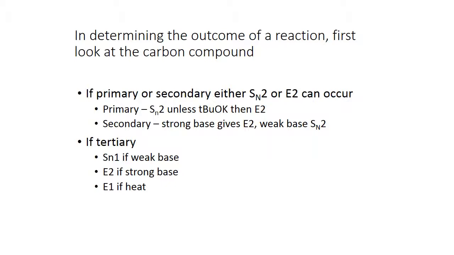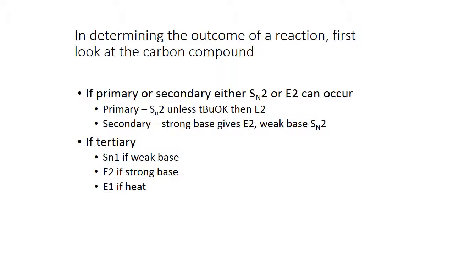So in determining the outcome of a reaction, what you need to do first is look at the carbon compound. Classify it as primary, secondary, or tertiary. If it's primary, it's going to be either SN2 or E2. It'll be SN2 unless you have t-butoxide in there. If you've got t-butoxide, well then it's going to do E2. If you have a secondary carbon, now you're going to look and you're going to say, well, it can be either SN2, SN1, or E2, or even E1 if you want. So they really can do all of them.